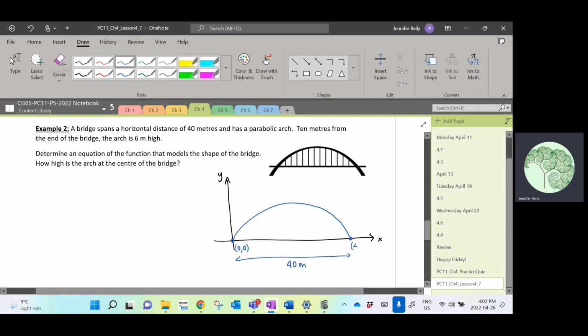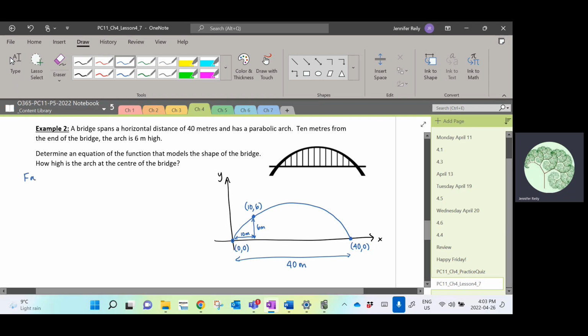So we also know that (40, 0) is going to be on our graph. So we do know the two x-intercepts. And we also know that there's a point here that when we are 10 meters from the end of the bridge is 6 meters high. So that means that the point (10, 6), 10 for x, 6 for y, is on the graph. So we have a little bit of information here that we can go off of.